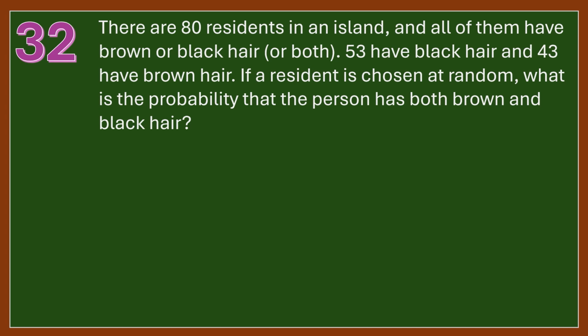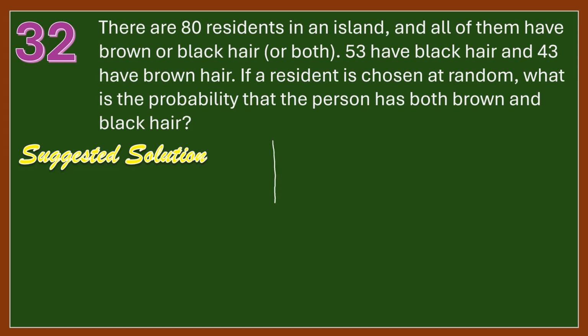Number 32. There are 80 residents in an island, and all of them have brown or black hair or both. 53 have black hair and 43 have brown hair. If a resident is chosen at random, what is the probability that the person has both brown and black hair? For our suggested solution, let us use the Venn diagram.